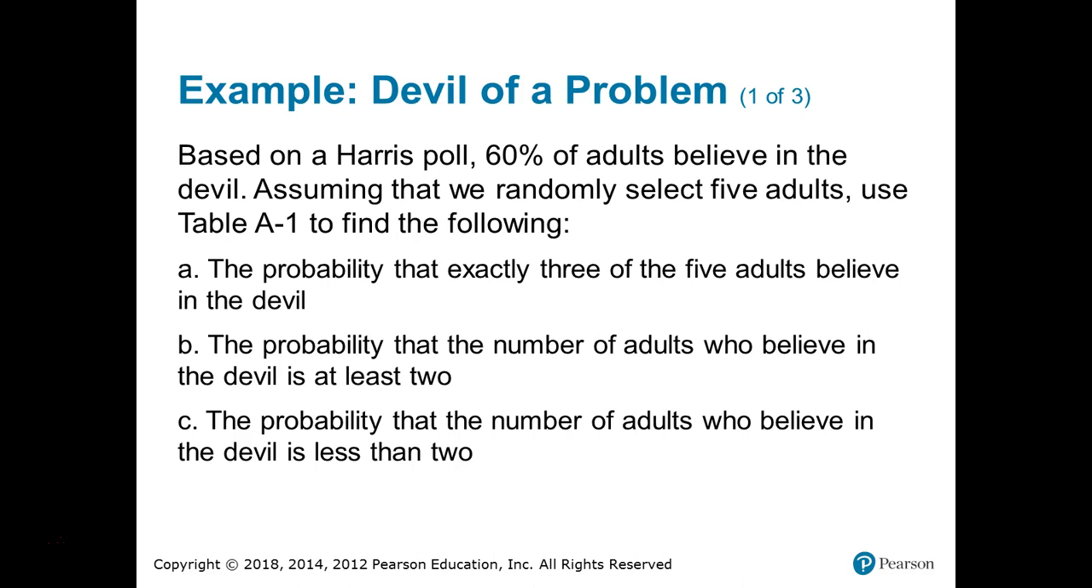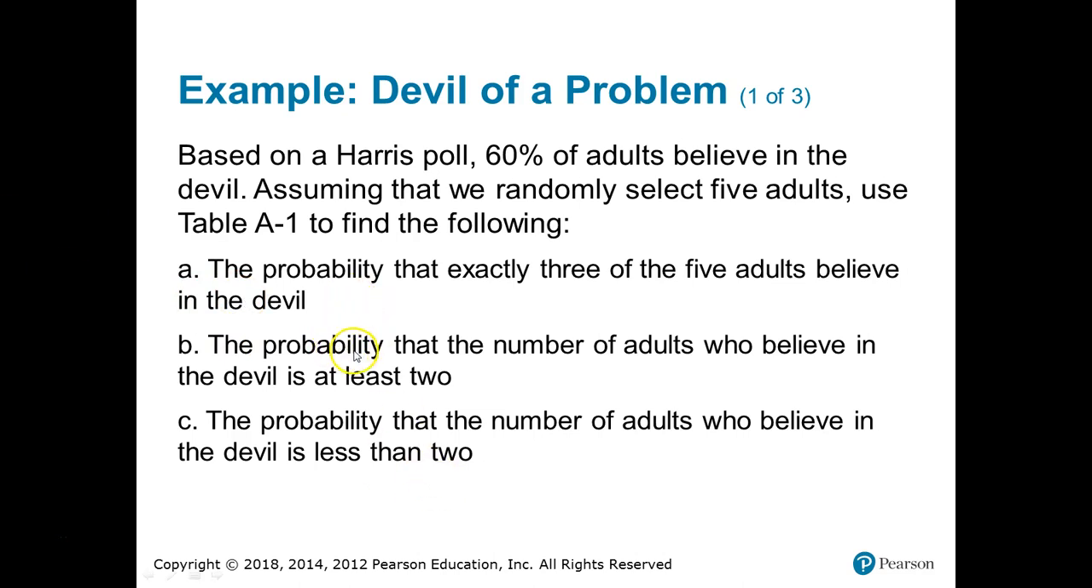So A, the probability that exactly 3 of the 5 adults believe in the devil. B, the probability that the number of adults who believe in the devil is at least 2. And then C, the probability that the number of adults who believe in the devil is less than 2. So let's look at the difference. Part A is very similar to the last example. 3 out of 5 adults believe in the devil.